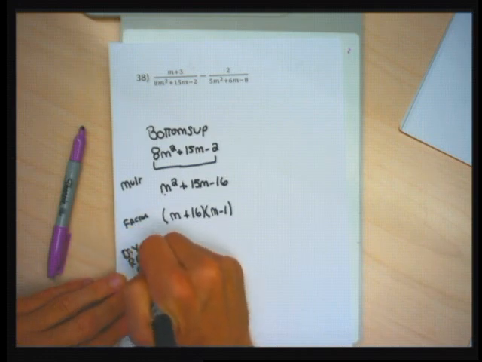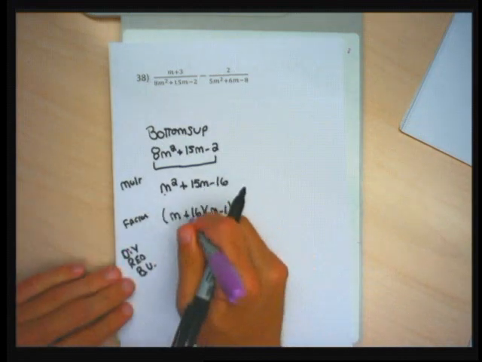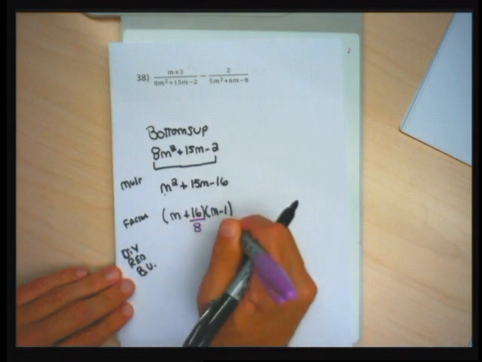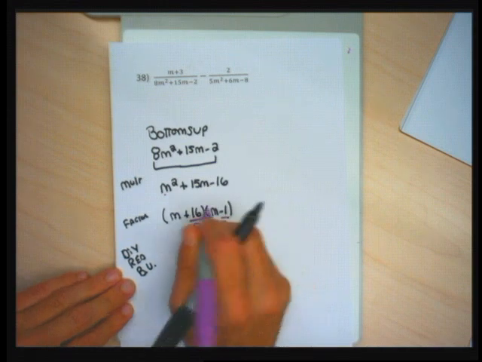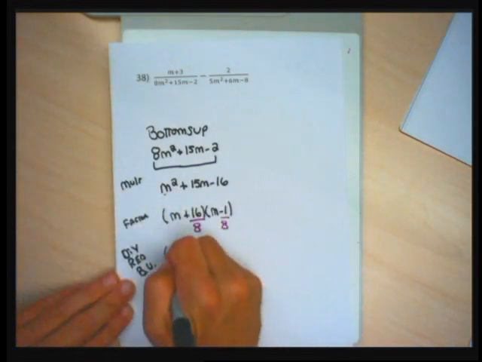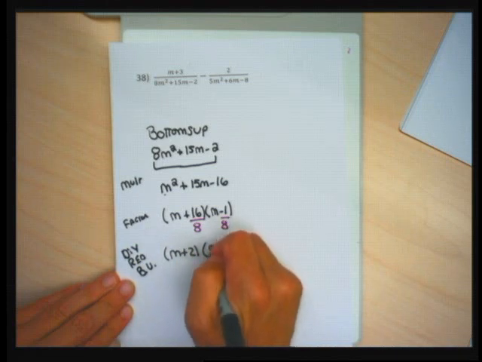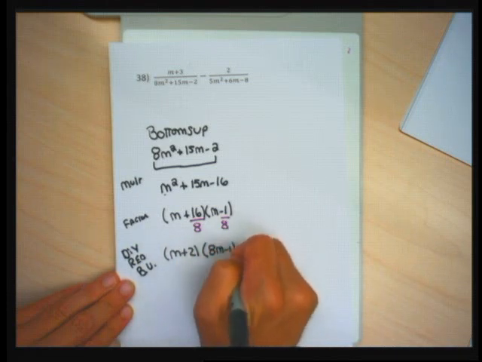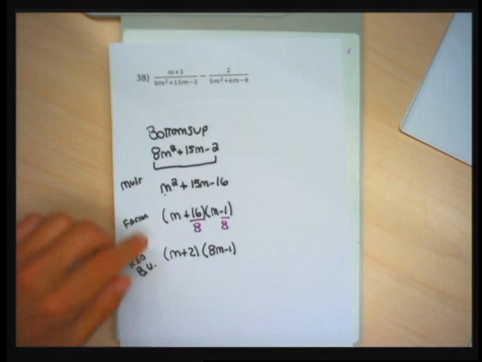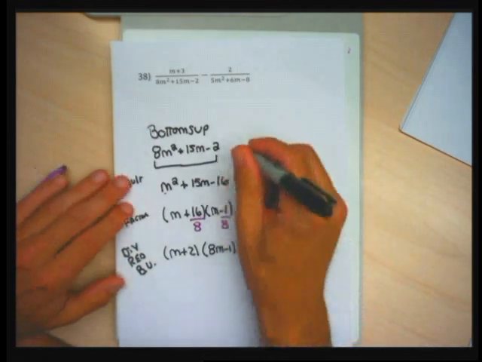reduce and bottoms up. I started off multiplying the last number by 8. I'm going to divide the last number by 8. 16 over 8 reduces to 2. 1 over 8 doesn't reduce. I'm going to bottoms up it. So I'm going to change the first denominator to m plus 2 over 8m minus 1.